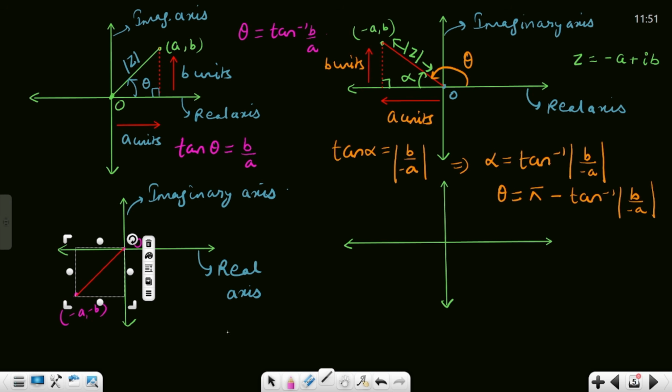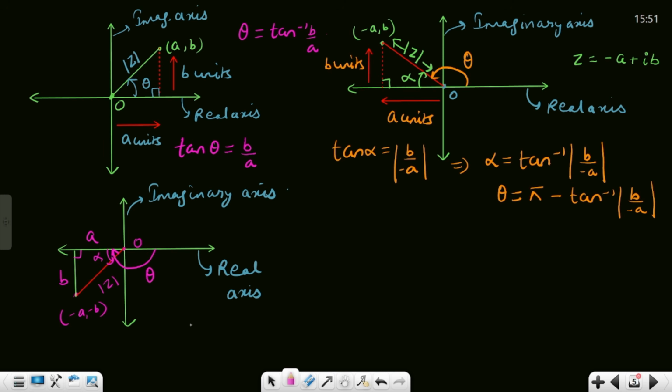See, this is our modulus, mod z. Now again you just drop the altitude from minus a, minus b to the negative side of the real axis. And now it is making some angle alpha. Angle alpha it is making, and here it is a, and here b. Okay, a units and here b units.